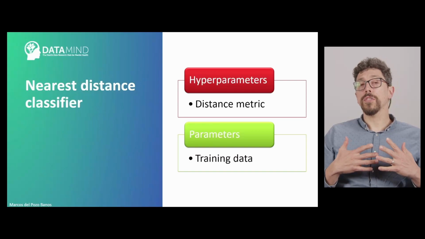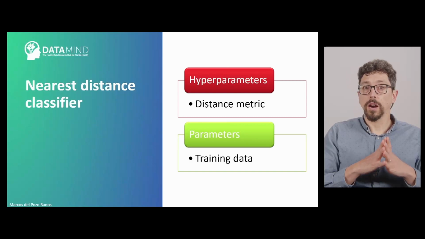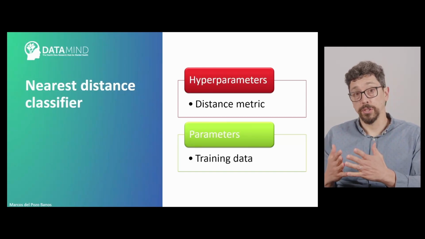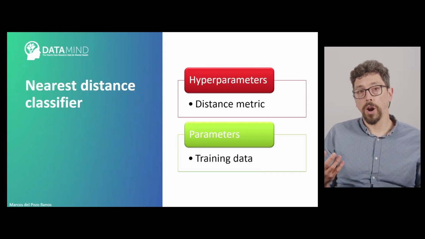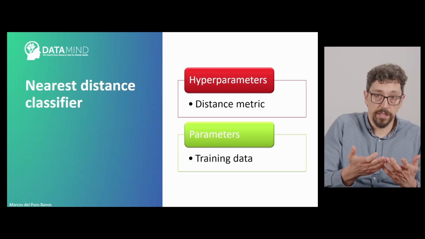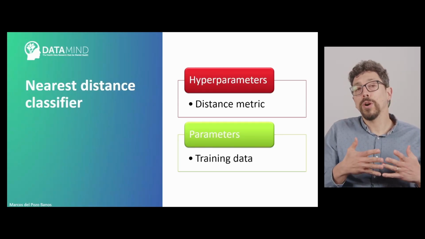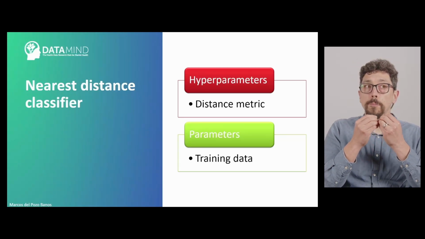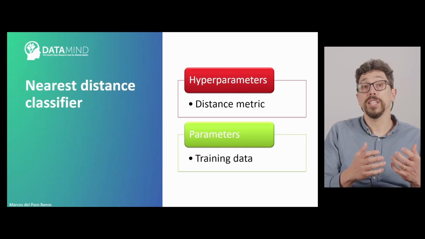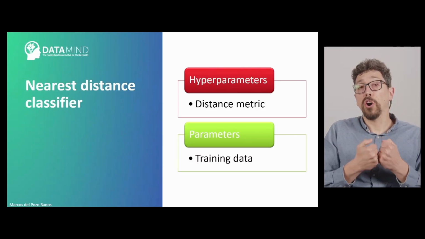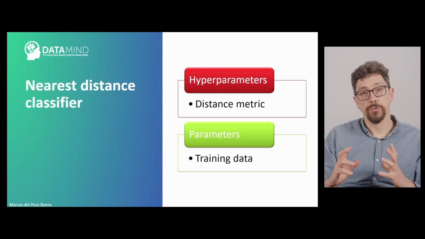So what are the variables involved in this classifier? What are the hyperparameters and the parameters? In terms of hyperparameters, the only thing we need to specify beforehand is what type of distance metric we're going to use. And in terms of parameters, we don't need to do absolutely anything. And this is the biggest advantage, perhaps, although it's also a disadvantage, we will see it later, of these classifiers, which is we don't need to do anything during training. All we need to do is get the data and save it.